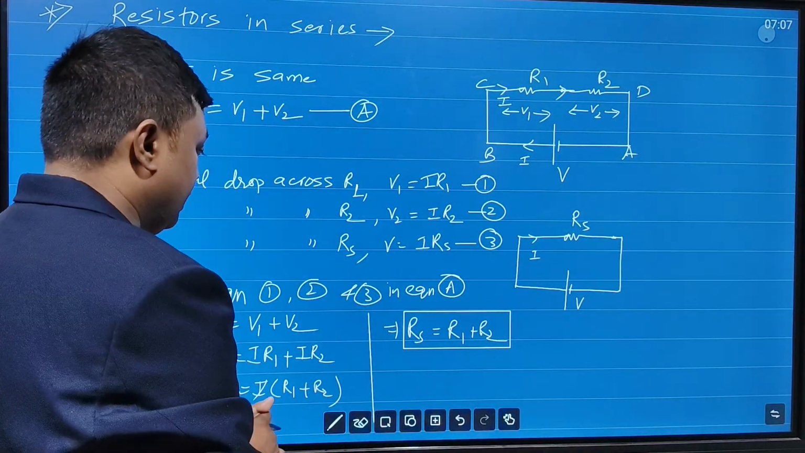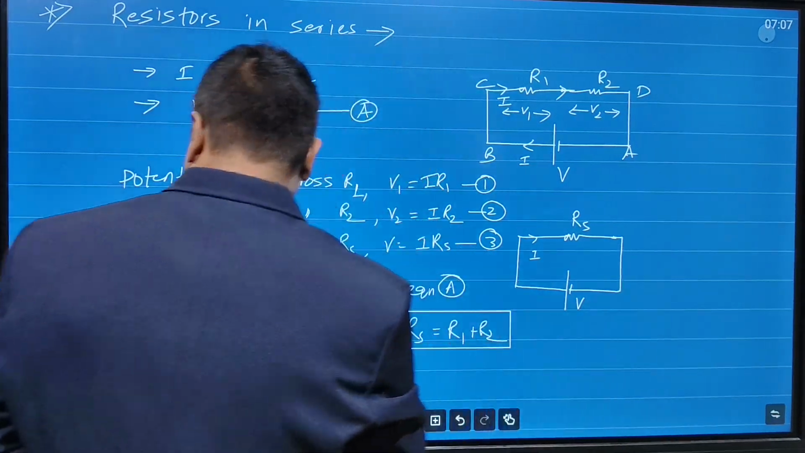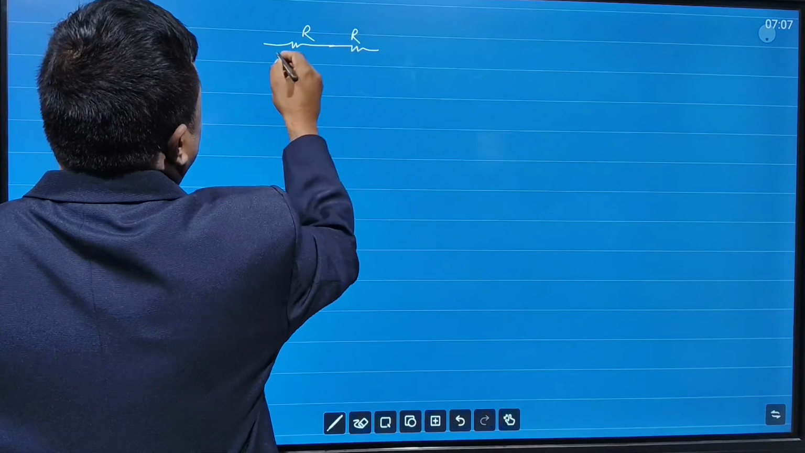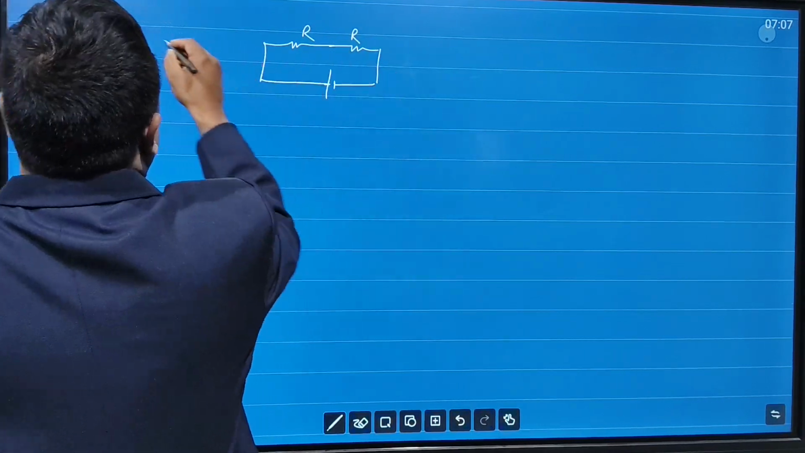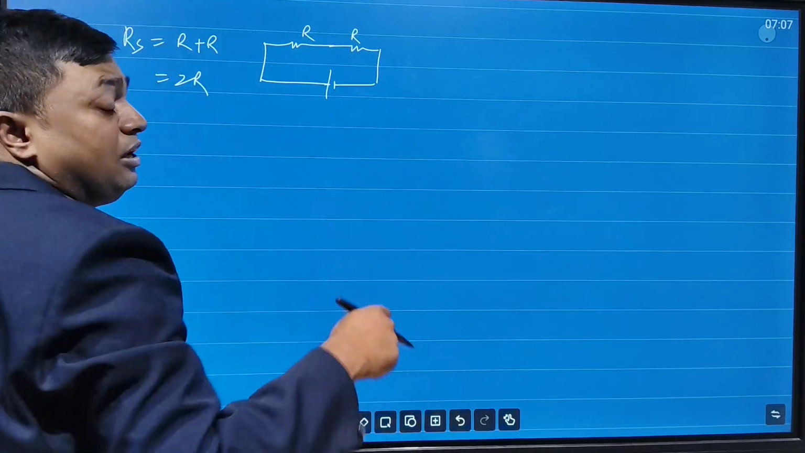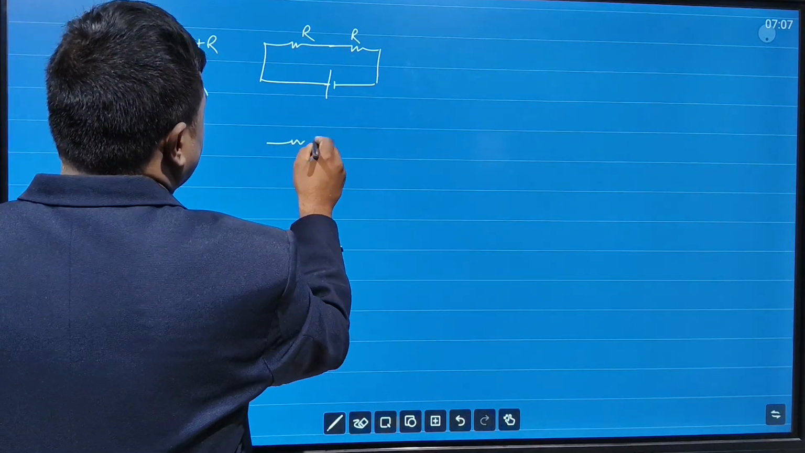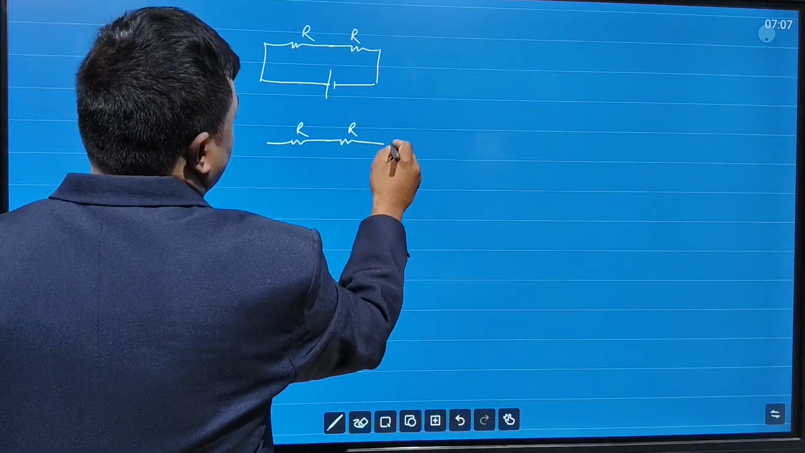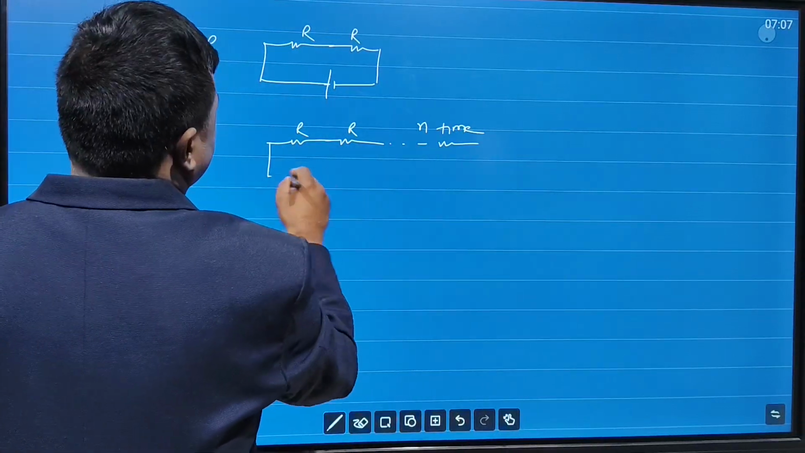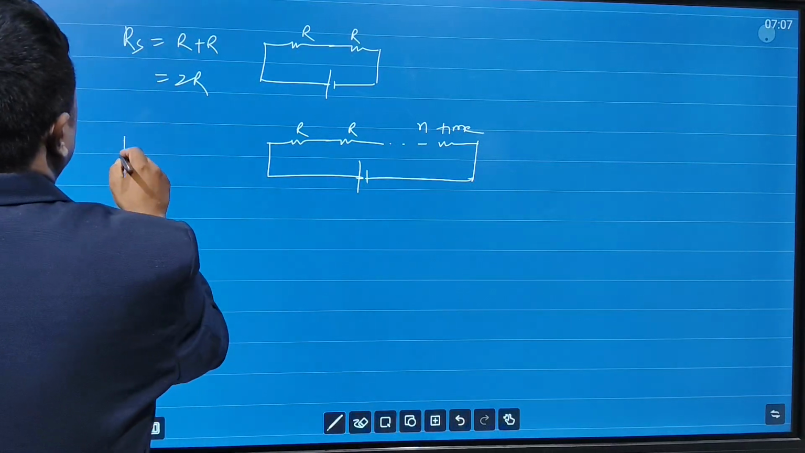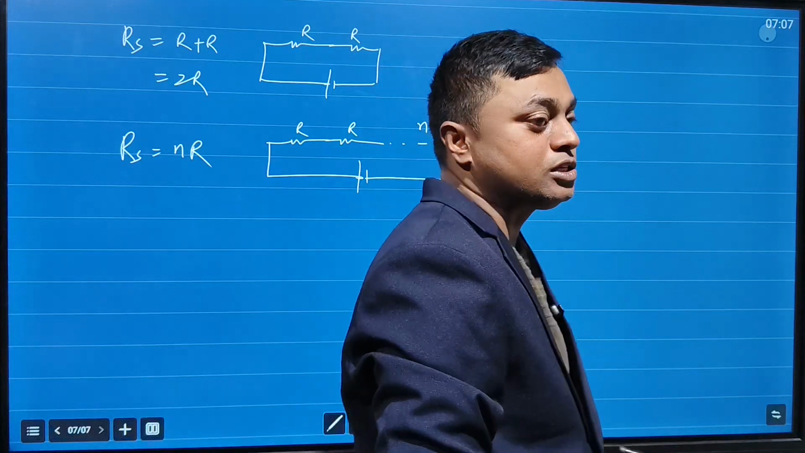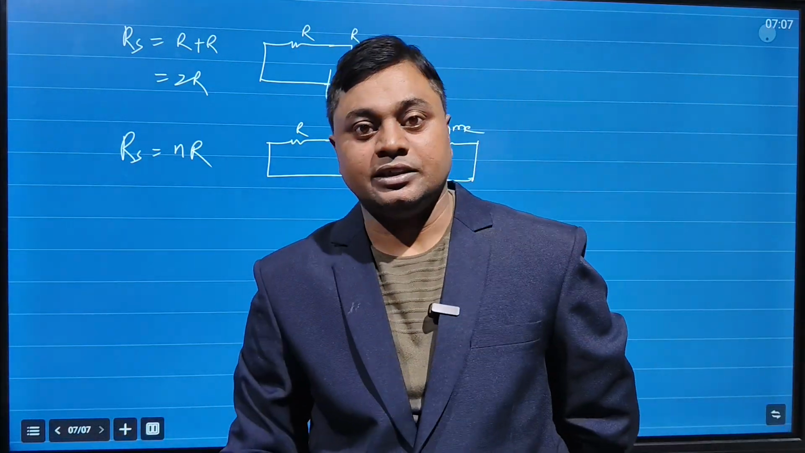Is it clear? Suppose 2 resistances R and R are connected in series. So what is the equivalent resistance? RS is equal to R plus R, that is equal to 2R. Similarly, if n such R resistors are connected in series, then we will get the equivalent resistance RS is equal to n times R. Is it clear? I hope you understood these concepts of resistors in series. Thank you.